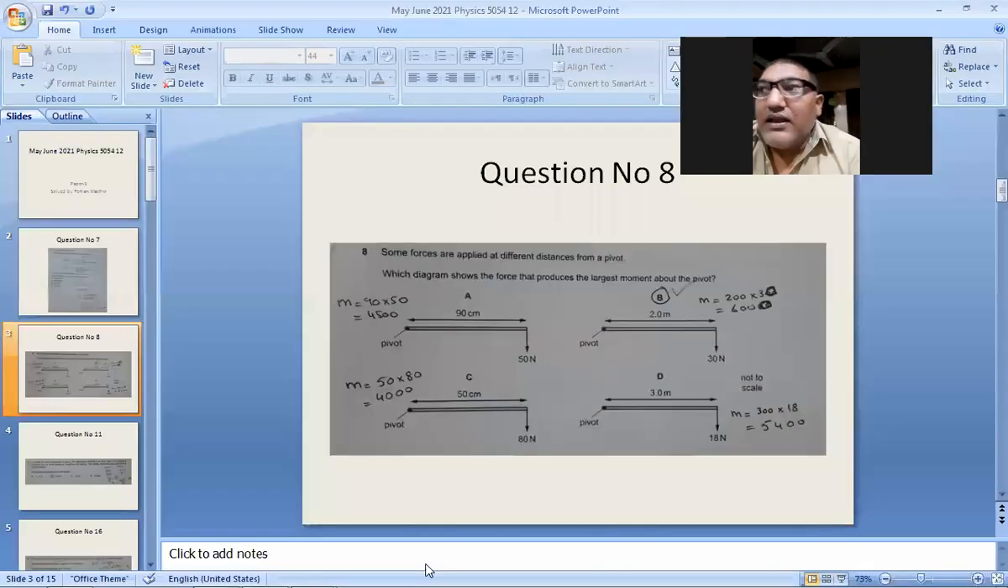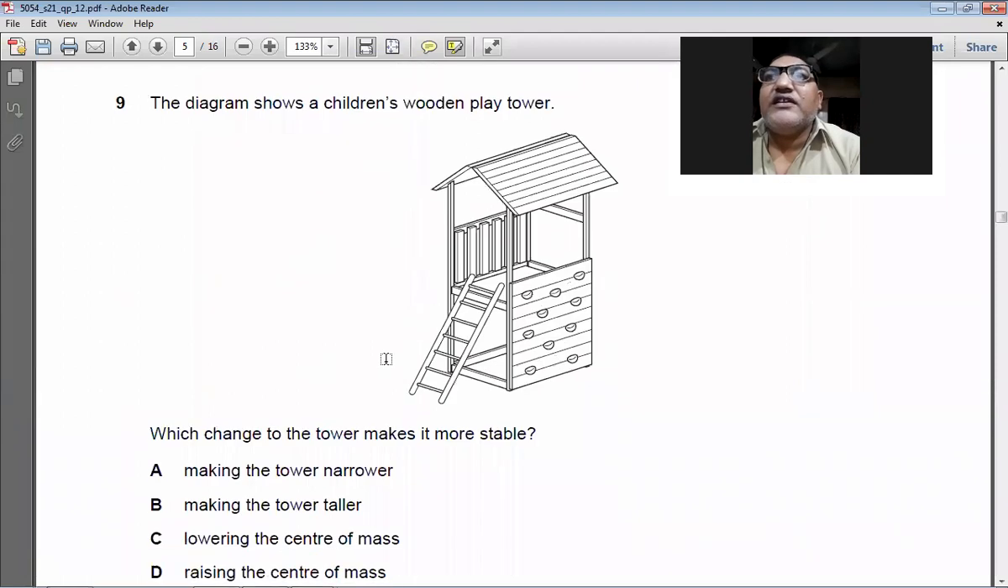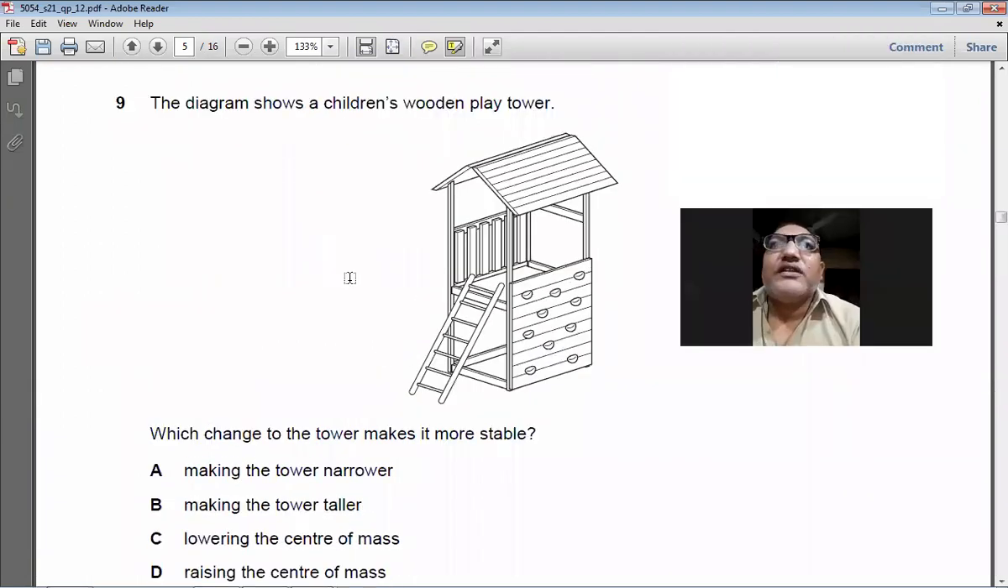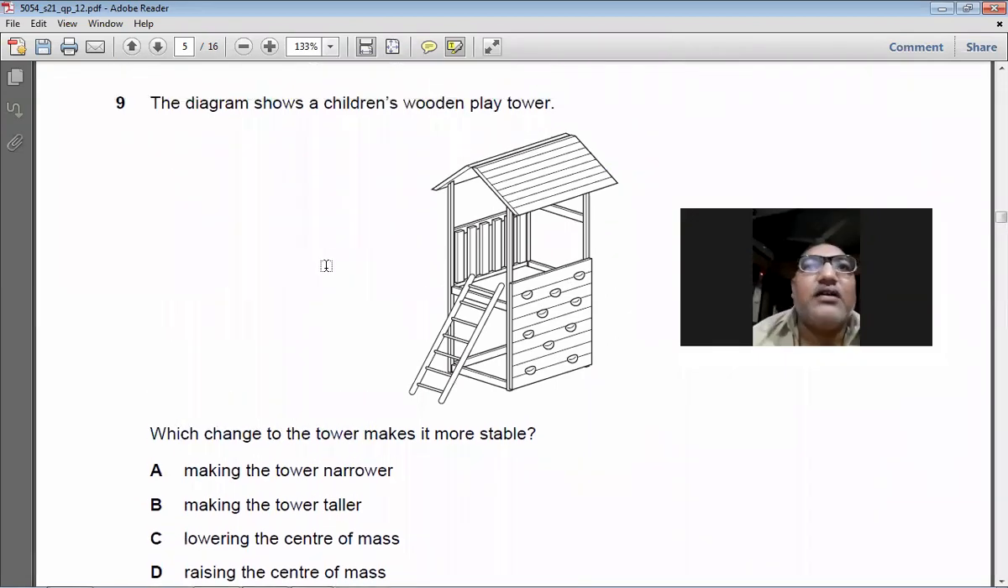So let's go to the next question. The next question coming up on your screen is question number 9. The diagram shows a children's wooden play tower. Which change to the tower makes it more stable? So if you want it to be more stable, its base should be larger, and the center of the mass should be lower. Okay, so let's see which change to the tower makes it more stable.